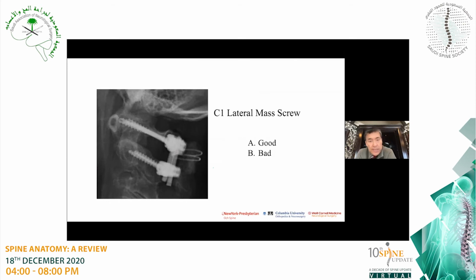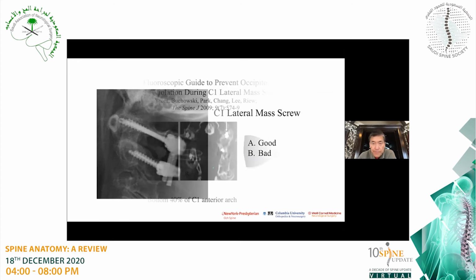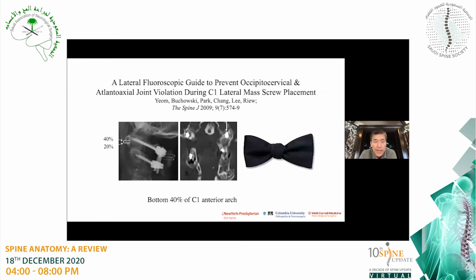Now, C1 lateral mass screws. Is this a good trajectory for a C1 lateral mass screw, or is it a bad trajectory for a C1 lateral mass screw? And the answer is that it is most likely a bad trajectory. It's a little too high. Ideally, you should aim for, on the very left side, you see 40%, 20%.